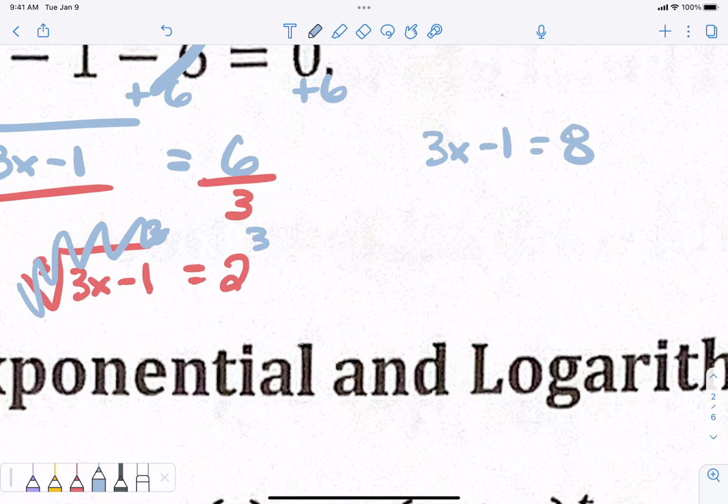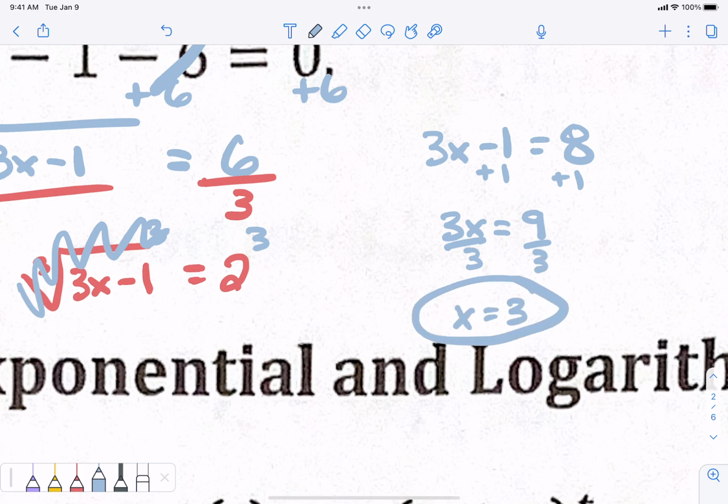Oh man, this is going to come out nice. Add the 1. 3x equals 9. And divide by 3. X is 3. Okay. Now you can always check your answer by plugging these back in if you would like, right?